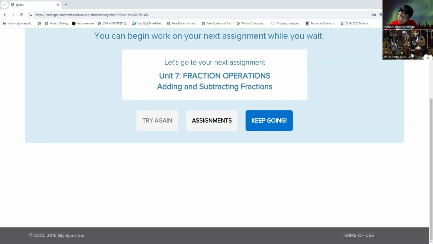Then kilo. Kilo means 1,000. So if I say 1 kilometer, that is 1,000 meters, okay? And if I say 1 kilogram, that is 1,000 grams, okay? Liter. Liter is the basic metric unit for capacity. Mass. Mass is the amount of matter in an object, okay?